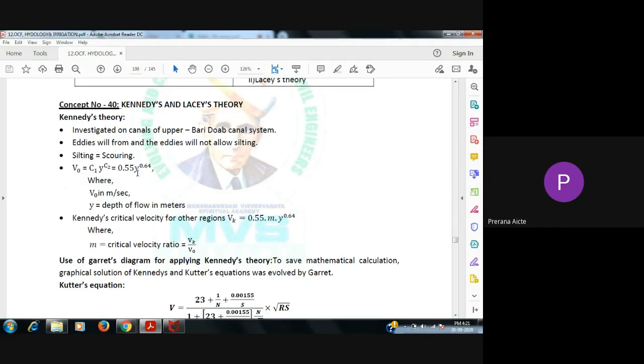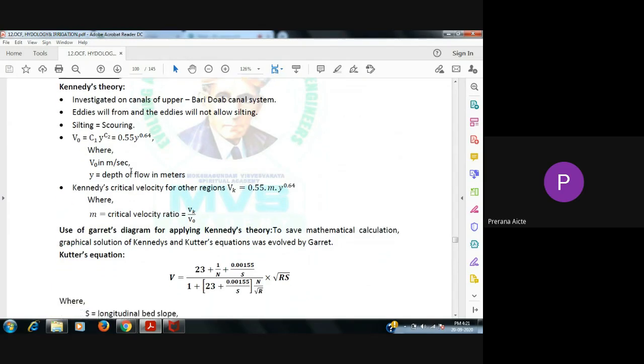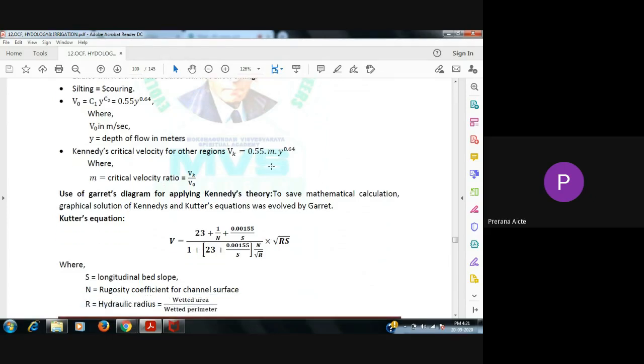Some textbooks also use m. So whatever m or y is, V naught equals velocity in meters per second, y equals depth of flow in meters. So Kennedy's critical velocity is 0.55 m y power 0.64. Some textbooks also use D; let us say D or y. So now V by V naught: the critical velocity ratio, V by V naught, is called CVR, critical velocity ratio.